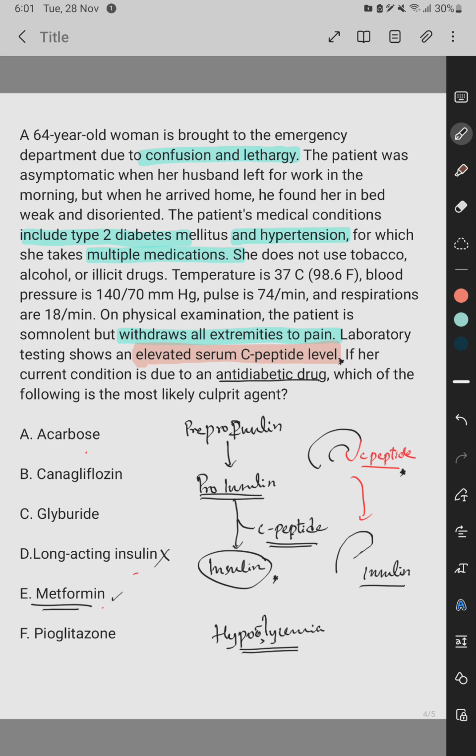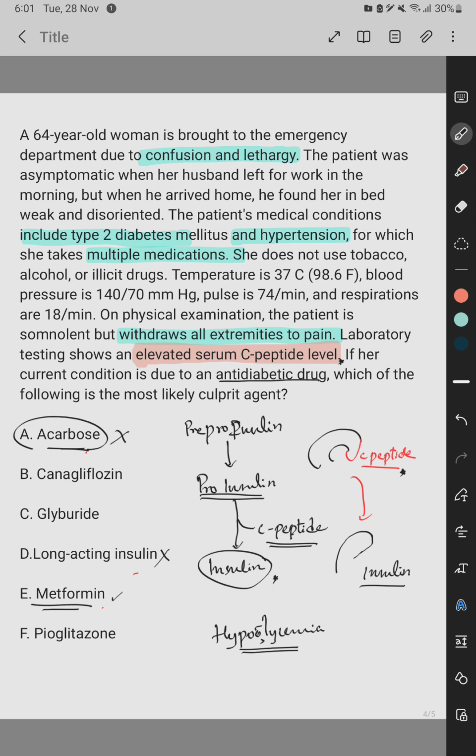Even acarbose decreases glucose absorption from the brush border cells of the intestine, right? It inhibits the alpha-glucosidase enzyme, which delays carbohydrate hydrolysis, and glucose absorption is decreased. So this is more useful in postprandial hyperglycemia. That is why it is used. So there won't be any hypoglycemic features, and also there won't be any rise in C-peptide levels.